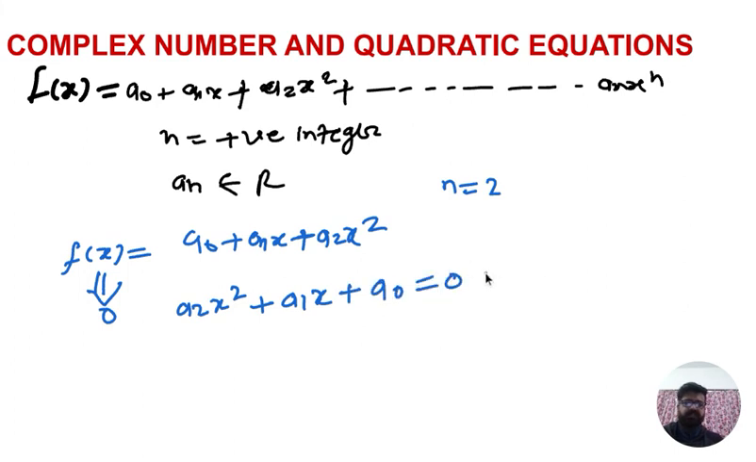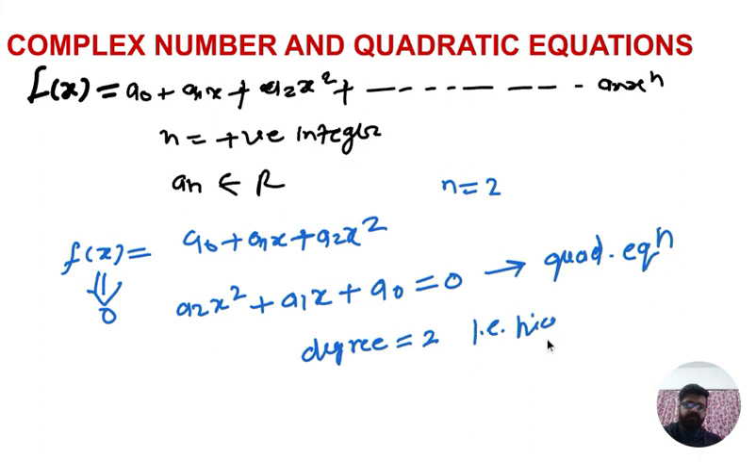So this is called a quadratic equation, because the degree is 2. And what is degree? Degree is the highest power of the variable. So here the degree is 2.